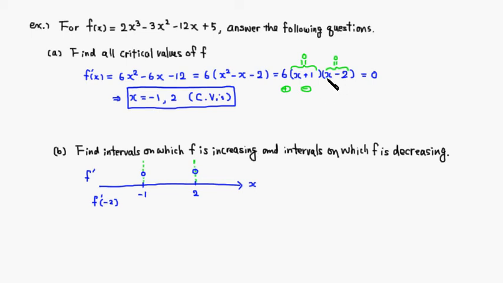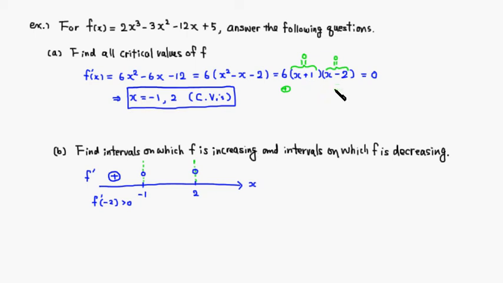Negative 2 minus 2 is still negative. When you have a negative times a negative, it's going to be positive. That means that for the entire interval, f prime is positive, so I indicate that by putting a plus sign.